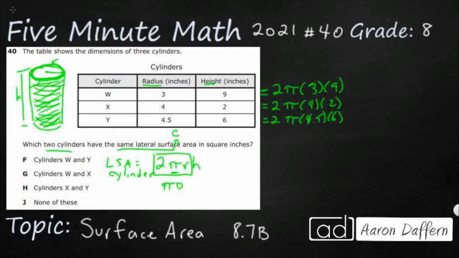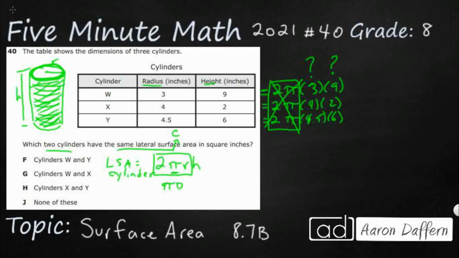If you line it up like this, what do you notice? You should notice that all of them have a 2 pi. So we don't even need to calculate that, because we know that every single answer is going to be multiplied by 2 pi. So my question is really just: what is the radius times the height? I just need to multiply the radius and the height to see what I get.